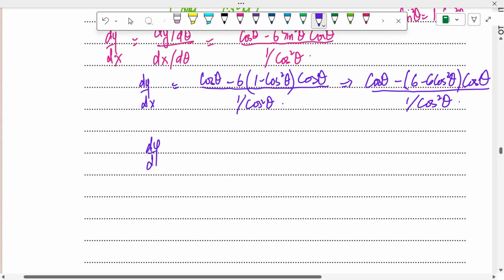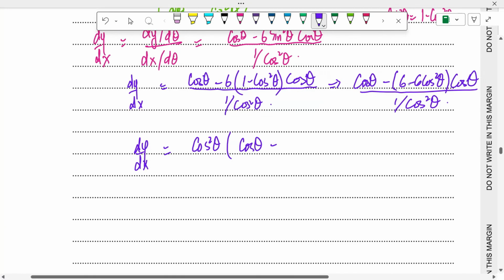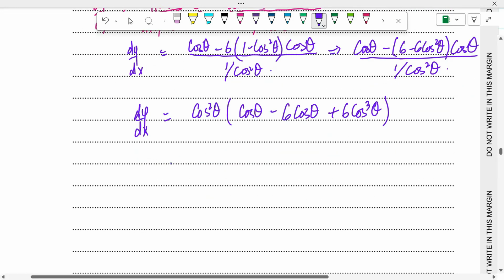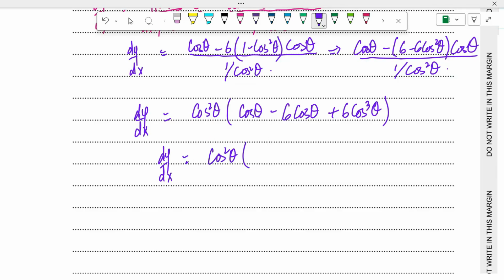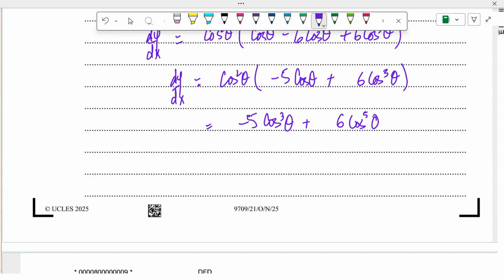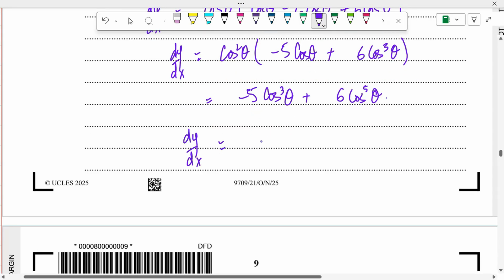So dy over dx is equal to cos squared theta times (cos of theta minus 6 cos of theta plus 6 cos cubed theta). That is cos squared theta times (negative 5 cos of theta plus 6 cos cubed of theta). After multiplying, we will have negative 5 cos cubed of theta plus 6 cos to the power of 5 of theta. So dy over dx is equal to 6 cos to the power of 5 theta minus 5 cos cubed of theta.